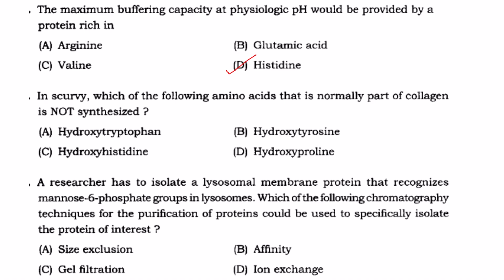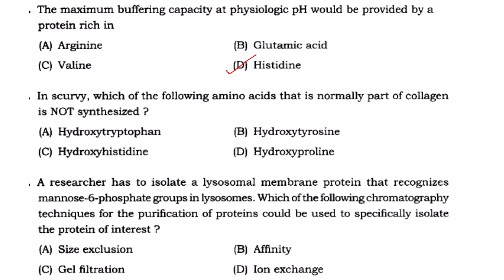Then next one, in scurvy, which of the following amino acid that is normally part of collagen is not synthesized? Now collagen, it is a triple helix, and it has repeating units of glycine, proline, and 4-hydroxyproline. Now scurvy is due to the deficiency of vitamin C. And vitamin C is a cofactor of proline hydroxylases. Proline hydroxylases are enzymes which attach a hydroxyl group to proline.